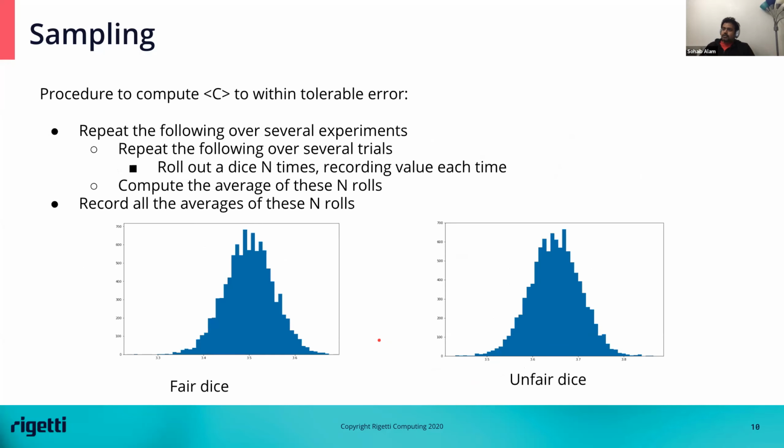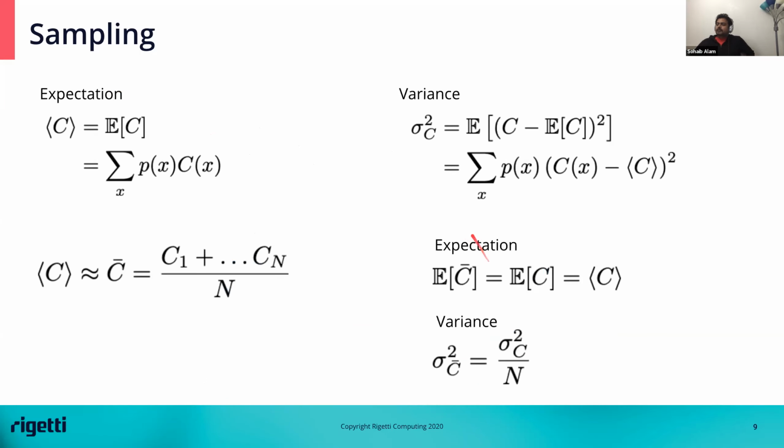And so, the procedure to make this come out a bit more alive and intuitive, hopefully, is that you can imagine doing something like the following. The goal is to compute the average of some observable C to within some tolerable error, right? And by error, I mean specifically this variance, because the variance, like we said, is basically the spread around the average value. Notice that if n goes to infinity, then this variance goes to 0, right?